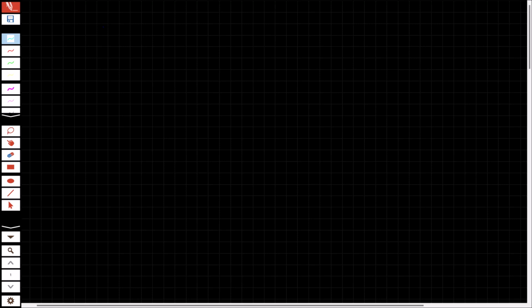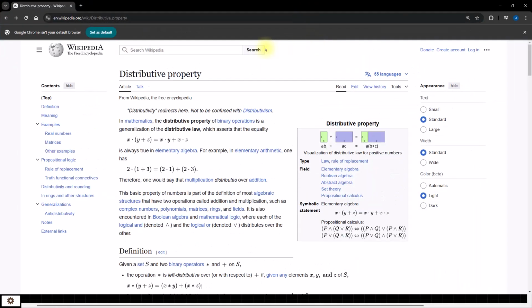In this video we're going to look at expanding brackets and the distributive property. So let's quickly take a look at a website, Wikipedia, and here it gives a definition of the distributive property. And we can see this example here. So we have x multiplied by y plus z in brackets, and if we apply the distributive property to this left hand side, we get x multiplied by y plus x multiplied by z.